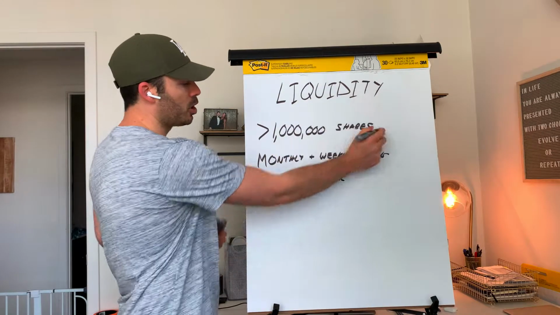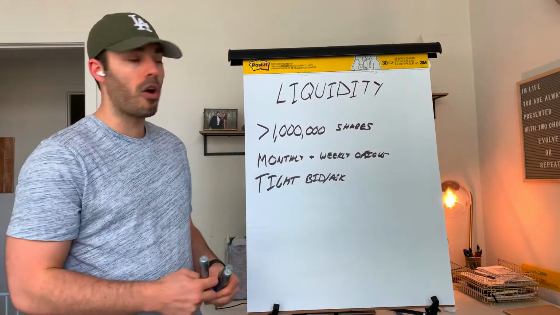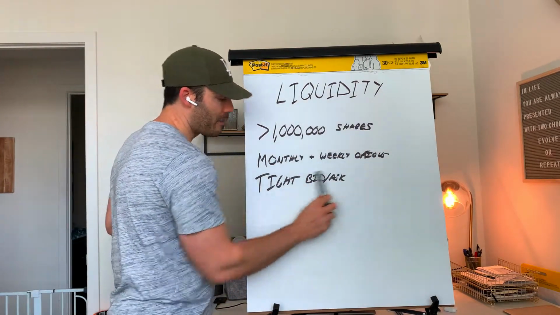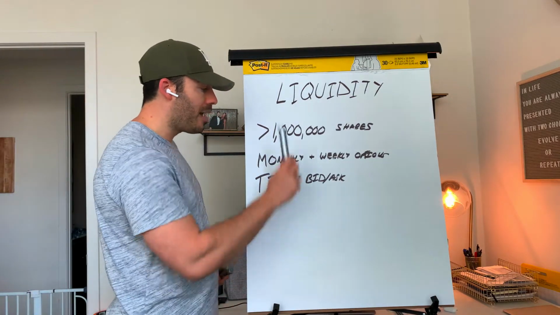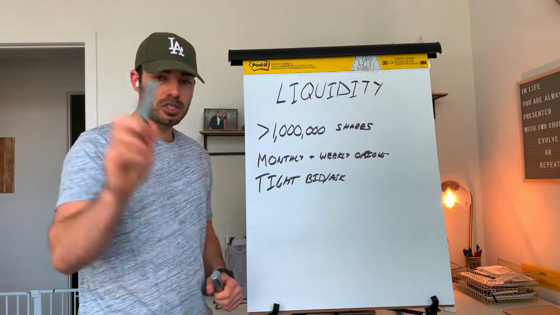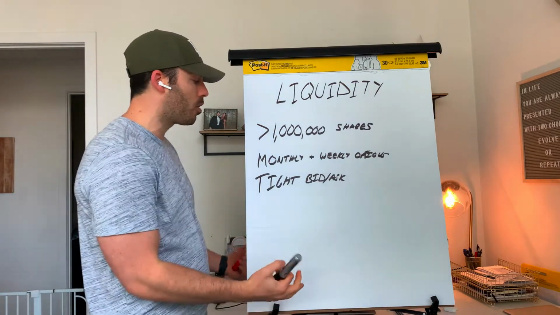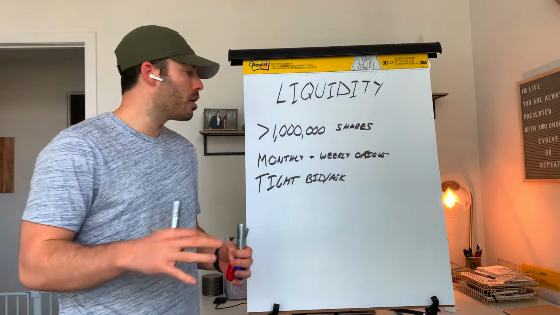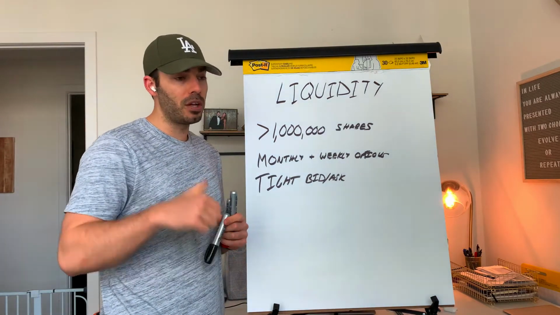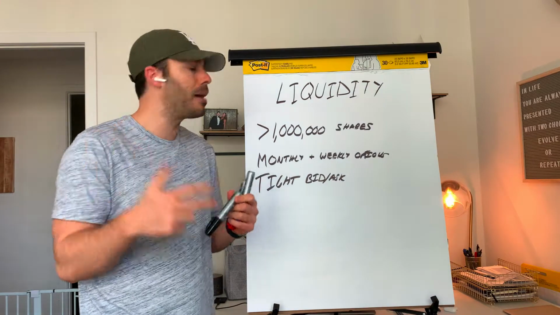On top of that, not only do we look for about 1 million shares traded on average over the last 30 days, we want to make sure that every single one of these stocks that we're trading has both monthly and weekly options. This is very, very important. Again, why is this important? Well, we want to trade in the marketplaces that have demand for what we are trying to do. That means we can get filled very fast at the size we want at any time that we want.